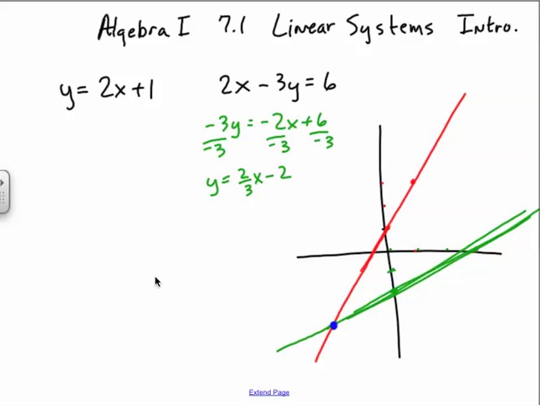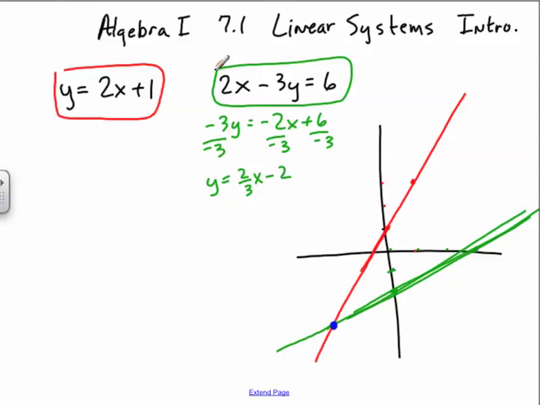Now, earlier we said that a graph is the picture of all of the solutions to the equation. So the red line is a picture of all of the solutions to this equation, and the green line is a picture of all of the solutions to this equation. But this blue point is very special. I'm going to put a little swirly star around it, because that point is on both lines, which means it's a solution for both of those equations. And that's what we're trying to do with linear systems. We're trying to find that common solution for the two equations.